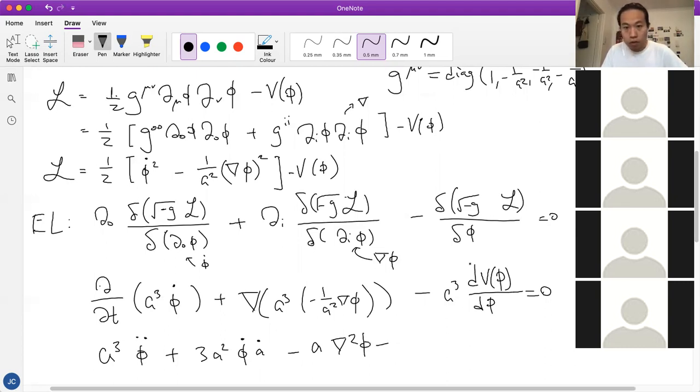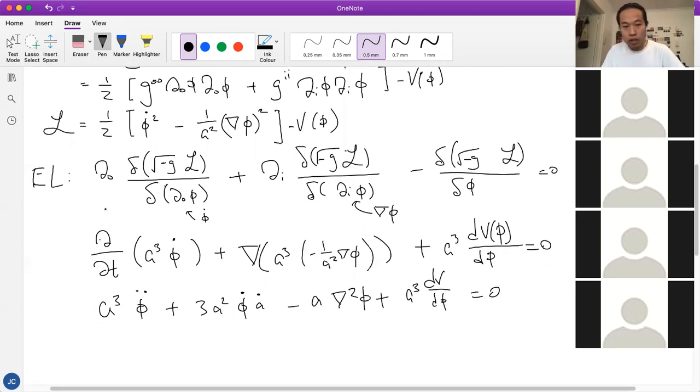So, did I miss the minus sign here? Yes, I did. So this is technically minus. This is just plus, because dL/d phi will give you a minus dV/d phi, and then there's already a minus sign here, and I forgot to cancel this out. So this is plus a cubed dV/d phi is equal to 0.